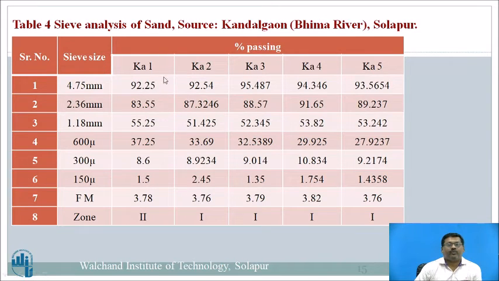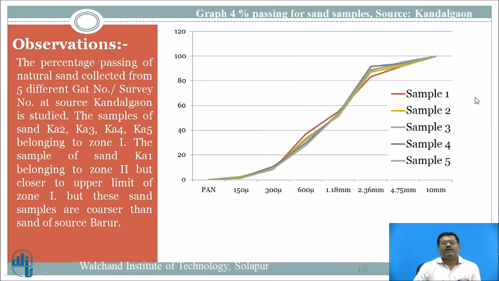Now zone wise, let us see the graph. This is the graph for Kandalgaon samples. Red is the first sample, K1, and green is K5. If you consider the graph, there is not much variation, but only this first sample K1 is in zone 2. Now 5 different samples are studied, and K2, 3, 4 belong to zone 1, and the sand sample K1 belongs to zone 2. But this is closer to the upper limit of zone 1.